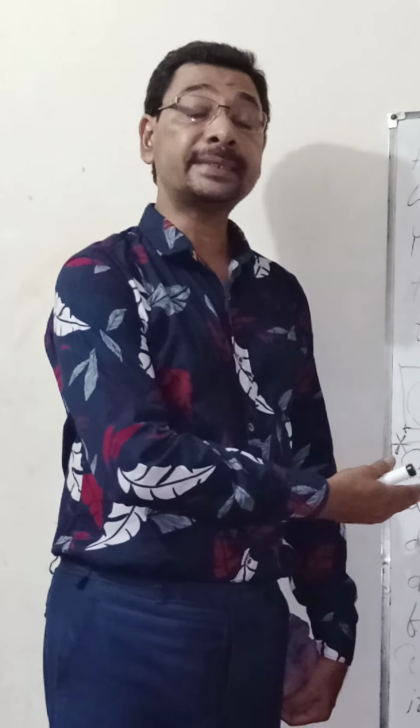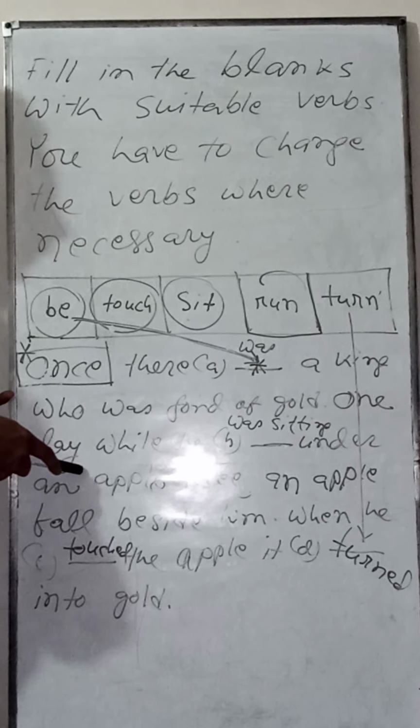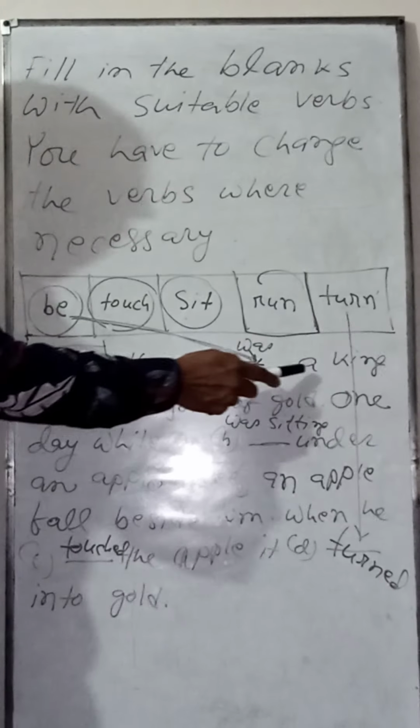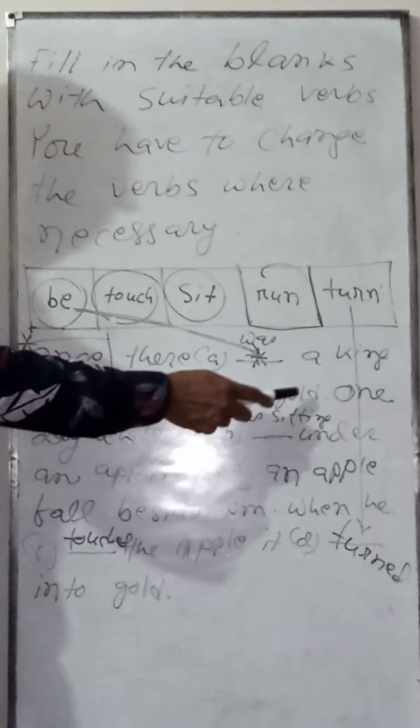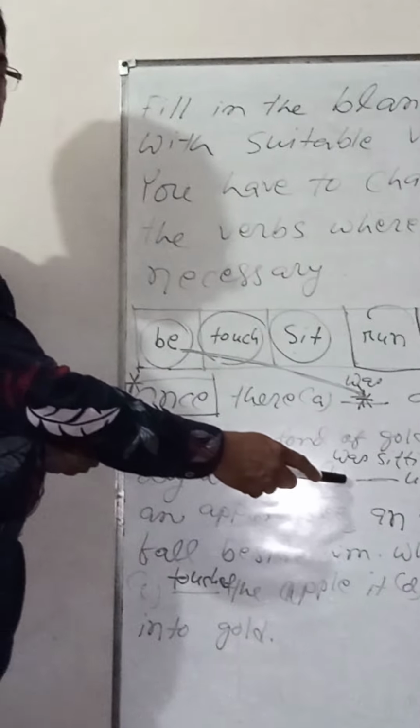You see, I have mentioned here, if you find once upon a time, once, there was, long, long ago, you have to understand this passage is past tense. And most verbs will be past tense. So, once upon a time there was a king who was fond of gold. One day while he was sitting, the matter was going on.